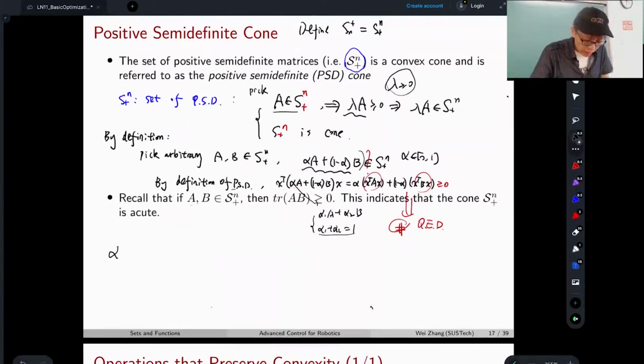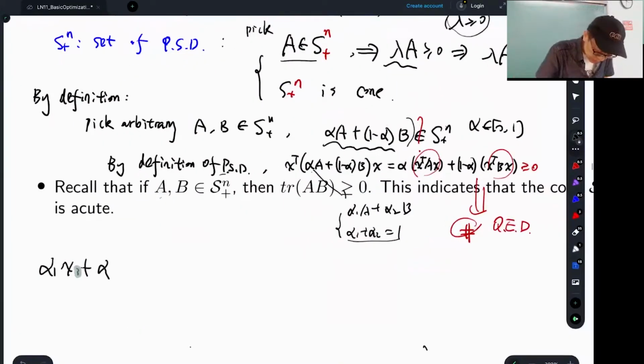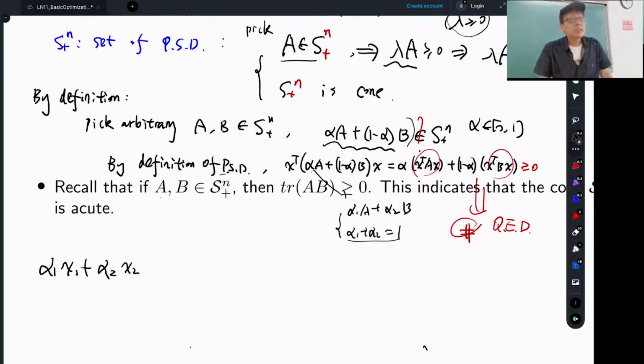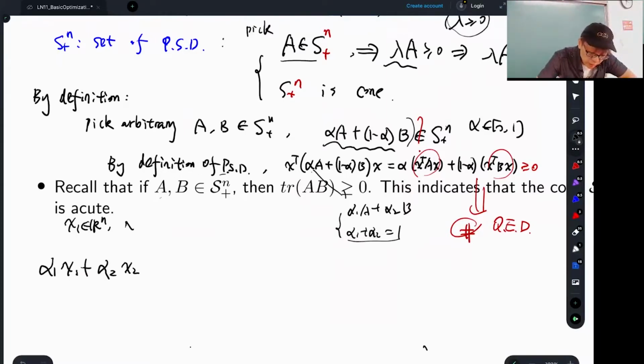Alpha 1 x1 plus alpha 2 x2. Let's say x1 belongs to R n, x2 belongs to R n. Alpha 1 x1 plus alpha 2 x2. I don't have any restrictions on alpha 1, alpha 2. This is called a linear combination.